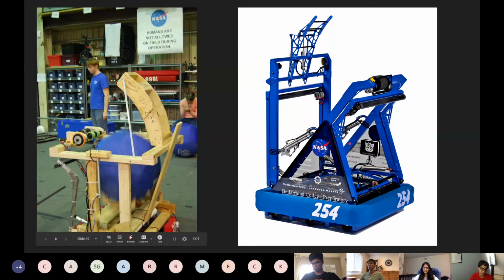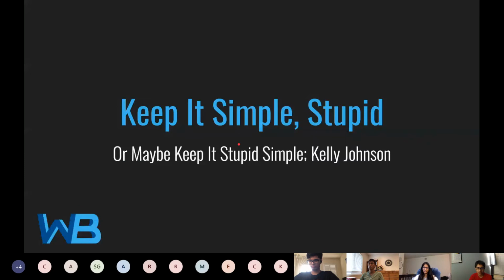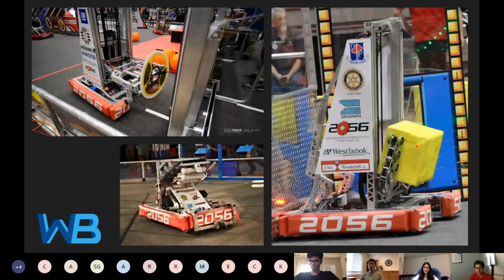We had effective prototypes, I'd argue, around week 3, week 4-ish. These are teams that have effective robots around week 3, week 4. So fail fast, fail better. Next slide. Keep it simple, stupid. Or maybe keep it stupid simple. Kelly Johnson said one of the two, and honestly, people have been arguing about which one he said for a while now. His biography is interesting.